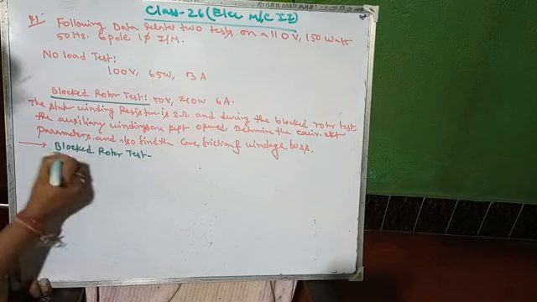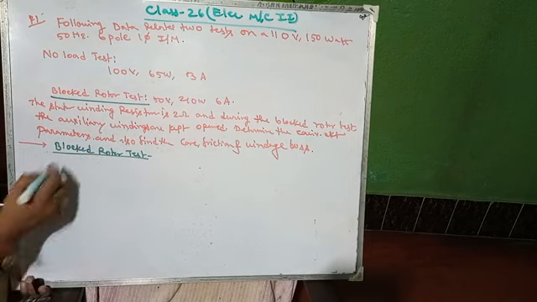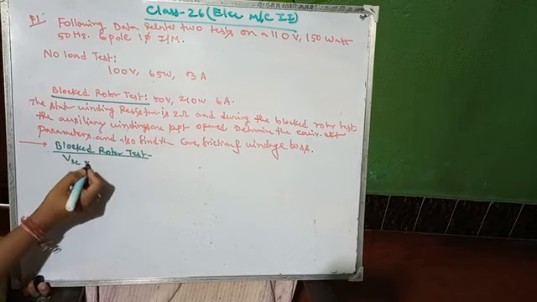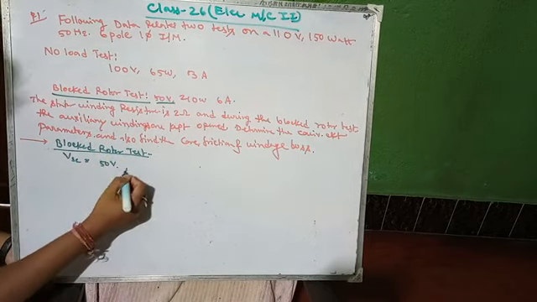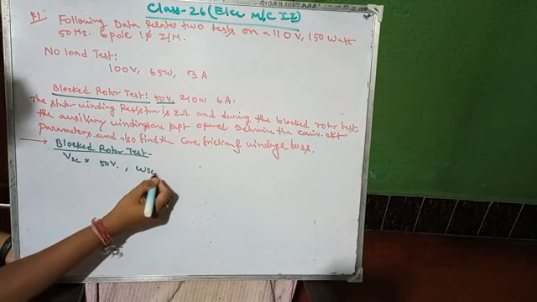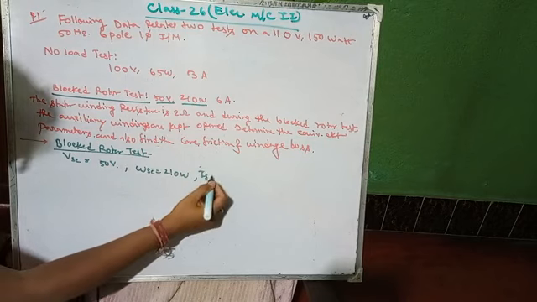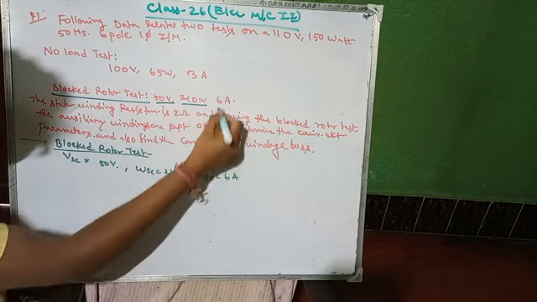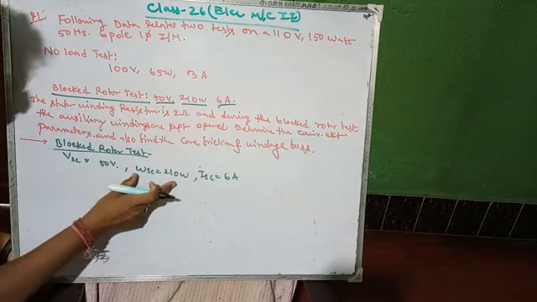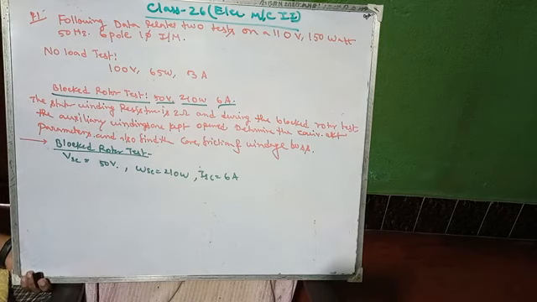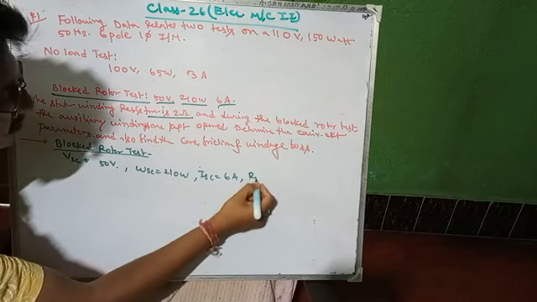So during the blocked rotor test, your VSC equals 50 volt. This is voltage 50 volt, and WSC equals 210 watt, right? And ISC equals 6 ampere. Okay, so these three readings are collected from voltmeter, wattmeter and ammeter respectively. And the stator resistance is 2 ohm.